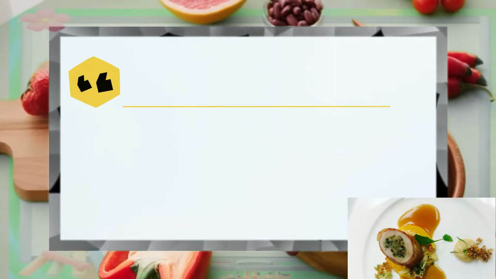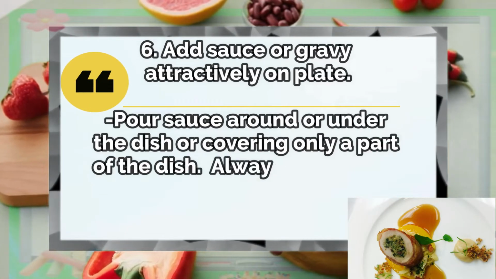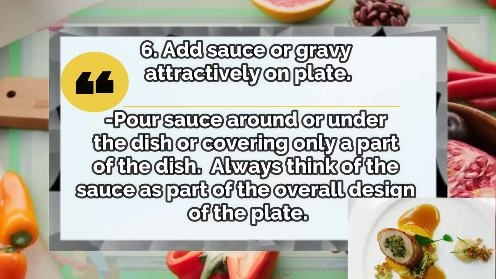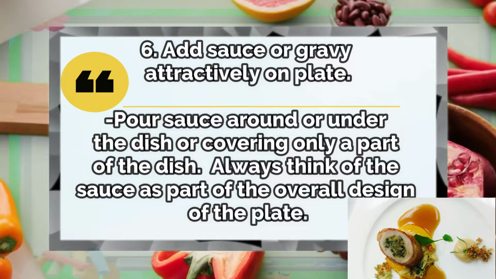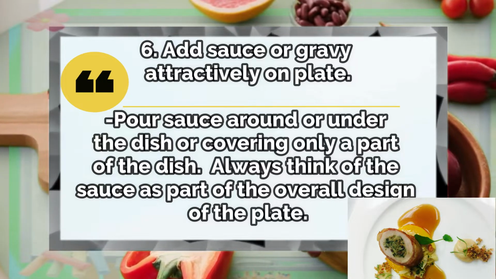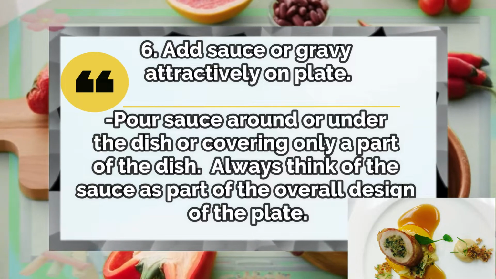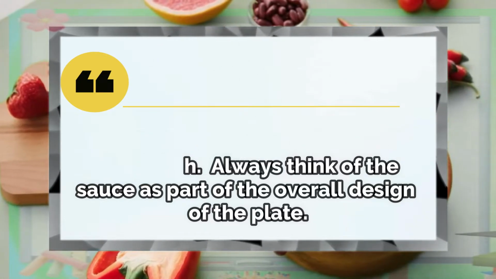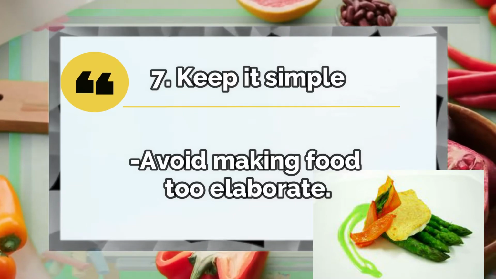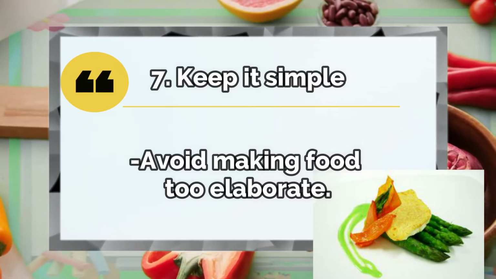The sixth guideline is to add sauce or gravy attractively on the plate. Pour sauce around or under the dish or covering only a part of the dish. Always think of the sauce as part of the overall design of the plate. And last on the guidelines in plating is to keep it simple. Avoid making food too elaborate.